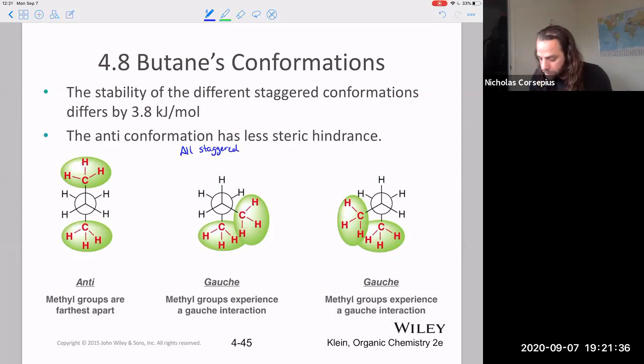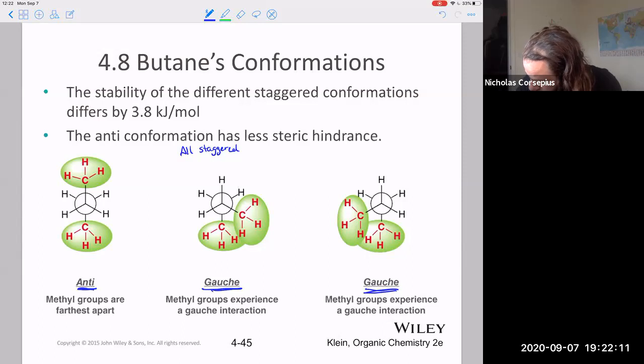But our staggered can be broken down into 2 different classes. One of them is the anti, where both of those methyl groups are as far away as possible, right? So anti is where your big bulky groups are as far away as possible. And then you have this, it's called a gauche staggered conformation as well. So notice that there are 2 of them. And that is when it is still staggered, but you have those methyl groups sitting next to each other, right? And methyl groups, of course, are big and bulky. This is meant to represent what would happen with any big and bulky group, but this is just a good example here.